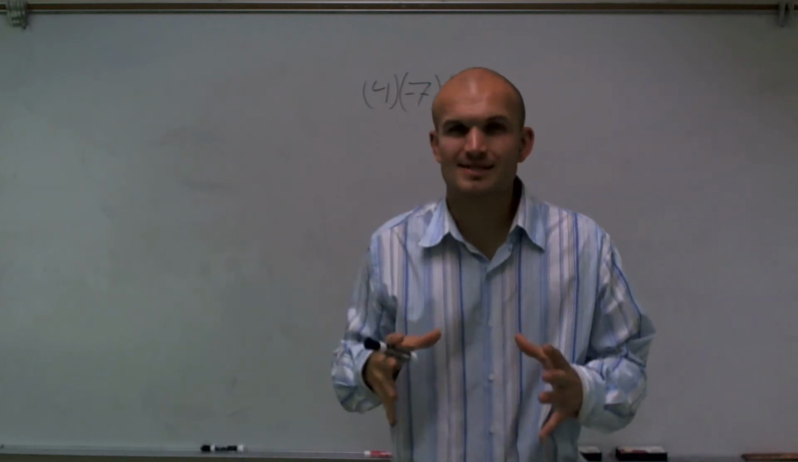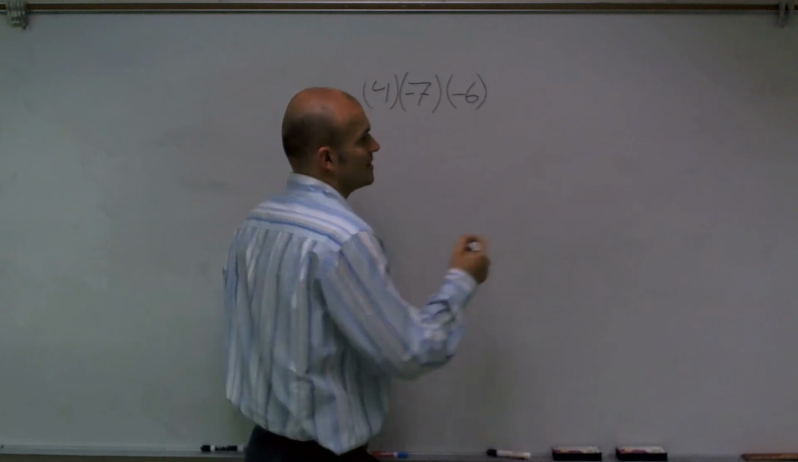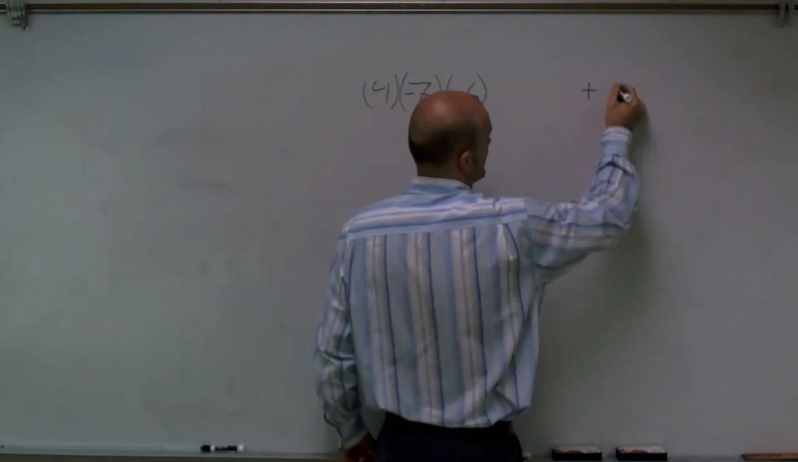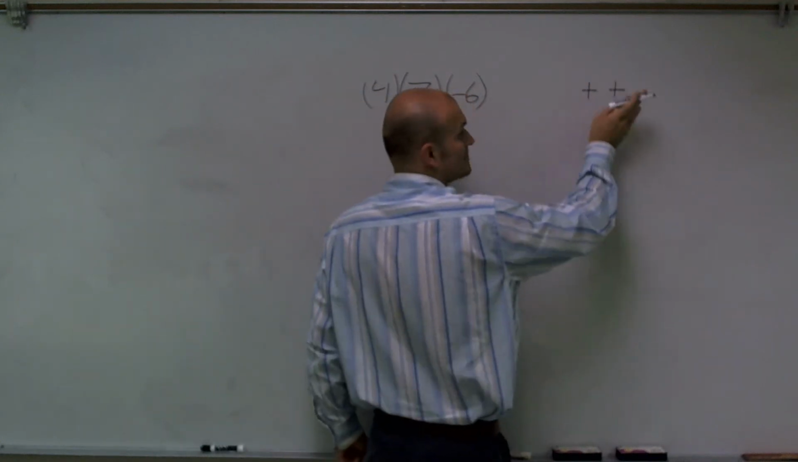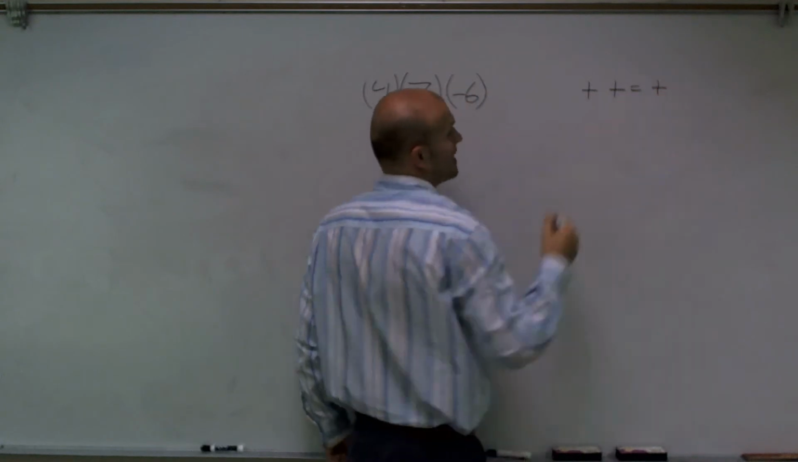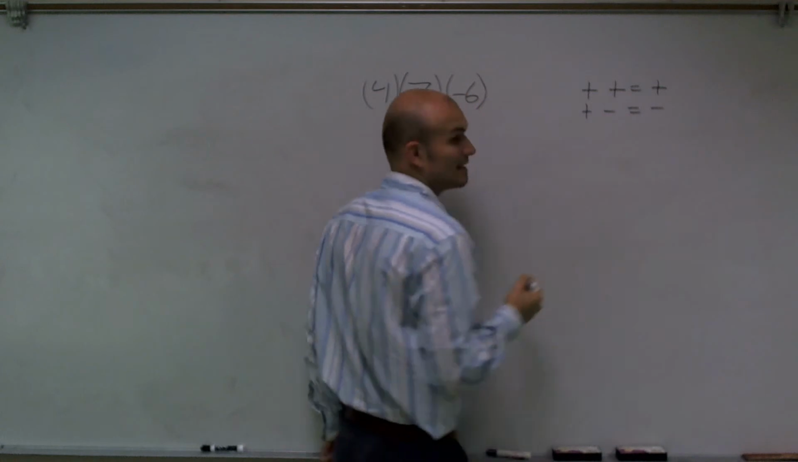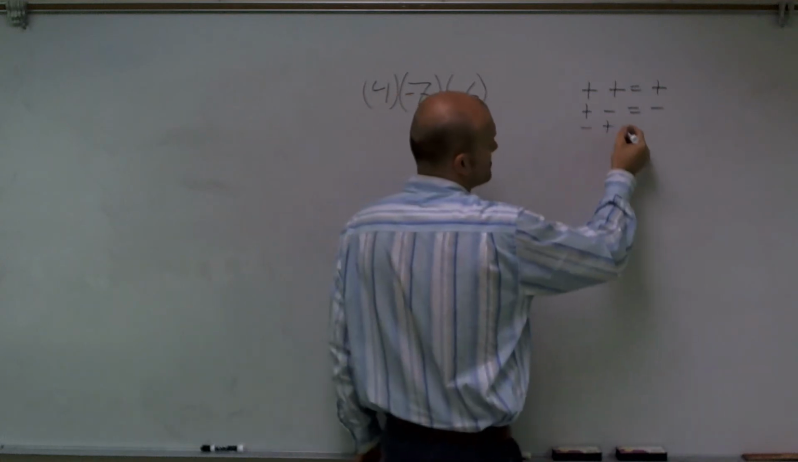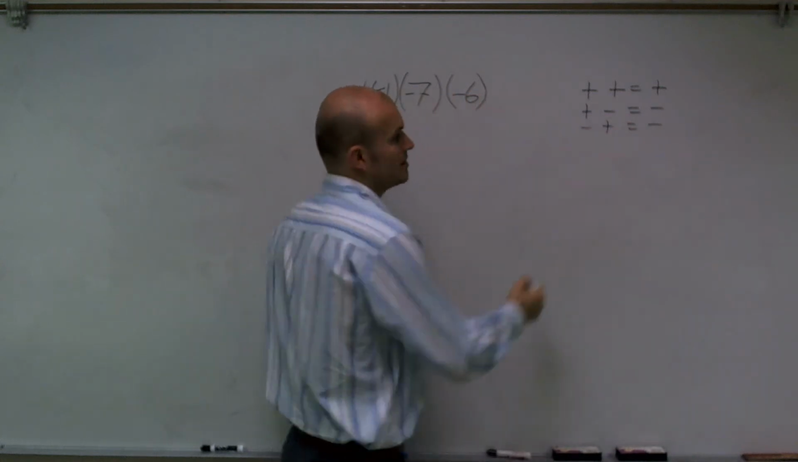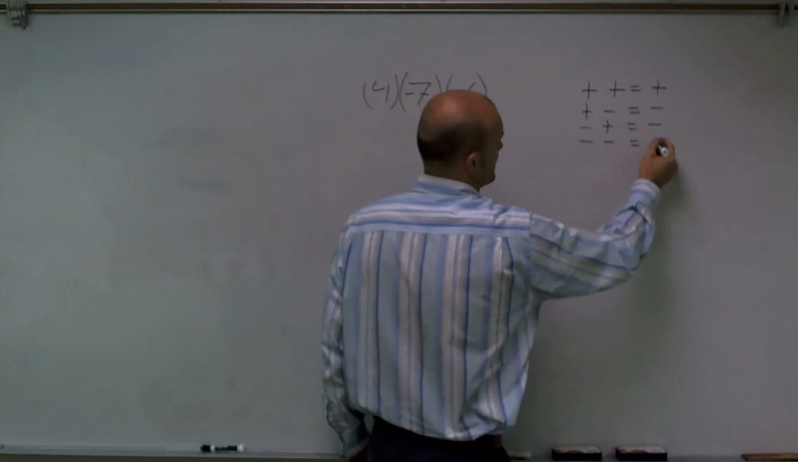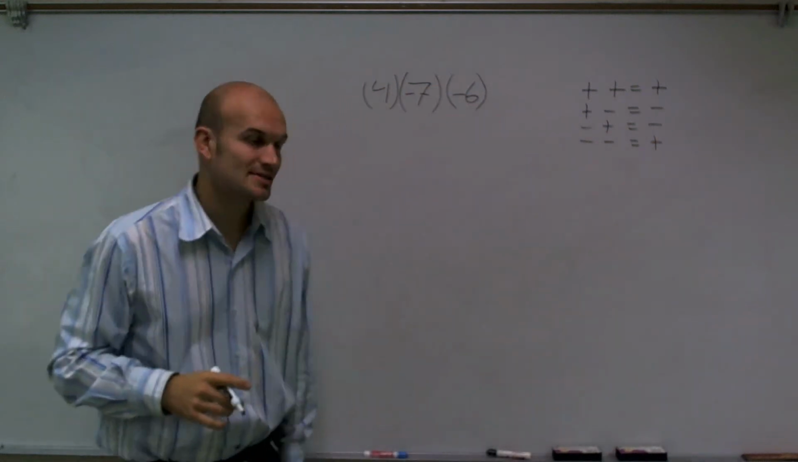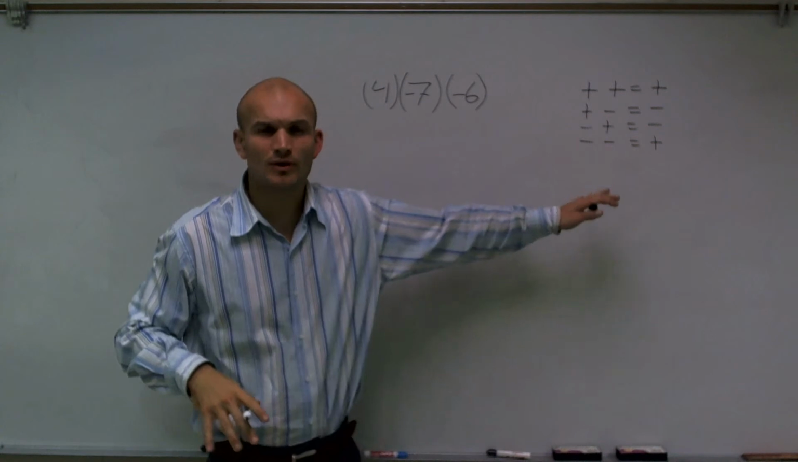One thing we need to remember when we're multiplying numbers, the quick rule that I can write, is when you have a positive times a positive, that's always going to provide you with a positive number. A positive times a negative will provide you with a negative answer. A negative times a positive is going to produce a negative number. And a negative times a negative is always going to produce a positive answer. So that's just a quick rule.